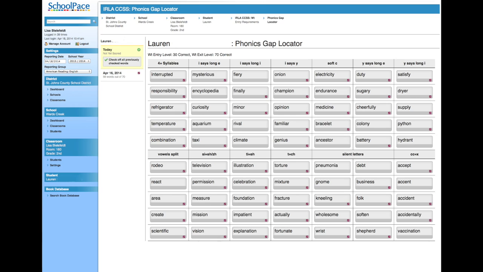The one other thing that Lauren needs to read for me as a white entry level is the phonics gap locator. Again, this is a word list. She's going to be reading out of the manual. I'm going to be clicking in on IRLA as she is reading these various words with different phonics skills. And the entry level for this is she needs to read 30 of these words correctly, and the exit level is 70, which is all the words on the page.